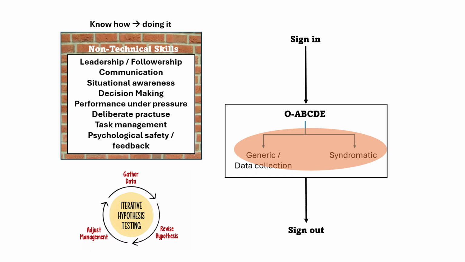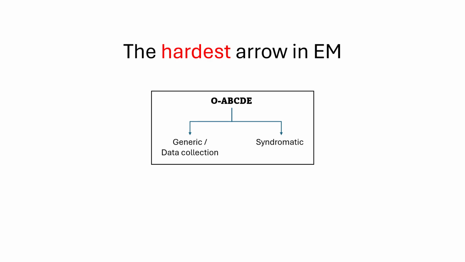But then we go into when the patient is actually in front of us and we actually have to assess them. I sometimes call this the hardest arrow in emergency medicine. You have these two parallel tracks, right? You have the generic or data collection part where you treat as you go. You do your ABCDEs, and your ABCDEs have the purpose of firstly identifying any problems with the patient and treating them accordingly, right? Generically, you don't consider what kind of syndrome they have at this point.